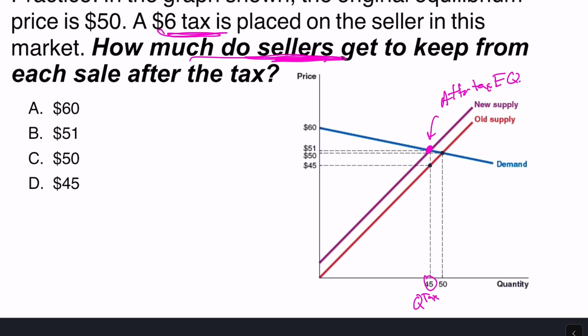Right, now because we're looking at the sellers, that's a supply curve. And so we want to go to the original supply curve, like that before tax supply curve. We take our quantity tax up to that, and that's going to be that red curve there. Bring it over to the price axis, $45. Sellers will get to keep $45 of that posted price of 51 after the tax. The difference between 51 and 45 is going to be that $6.